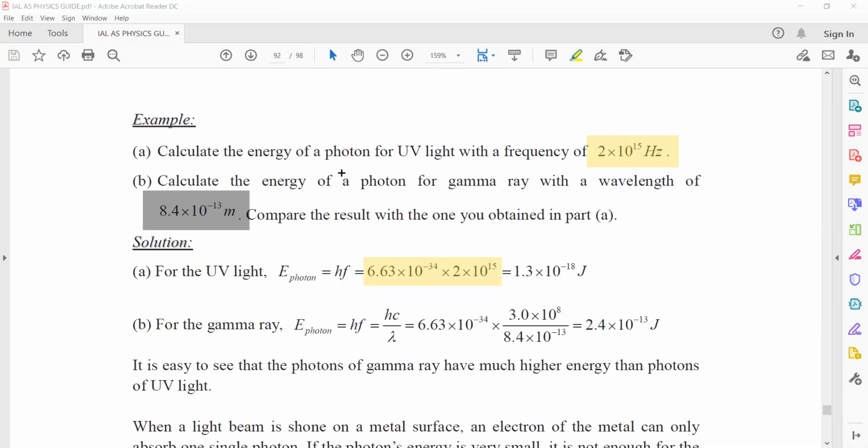Same thing for the second question, where the wavelength is given. So you can solve the energy of a photon. E is equal to HF, and F is equal to, because you have the formula, C is the speed of light, C is equal to F lambda. So F is equal to C divided by lambda. So energy is equal to Planck's constant multiplied by speed divided by wavelength. You will get the energy.